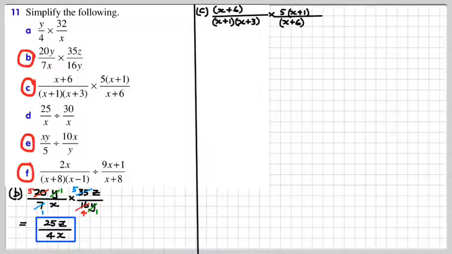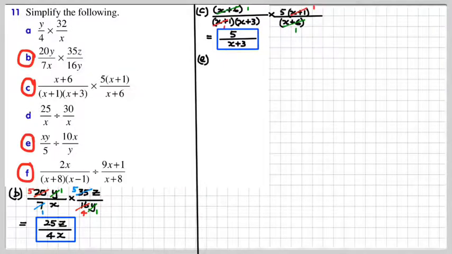With these, the biggest danger that students face is that they try to cancel out partial terms. Anything with a plus around it is a full term. It has to go as a bracketed full little family, algebraic family, and you can't go cancelling out part of families. So this x plus 1 will only cancel with an x plus 1 on the top, and they will indeed cancel. These x plus 6's, top and bottom, will cancel. That's fine, but I think that's all that we've got there. We're just left with a 5 and x plus 3 on the bottom line.